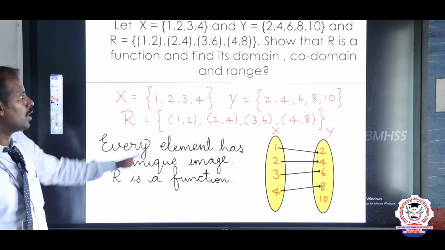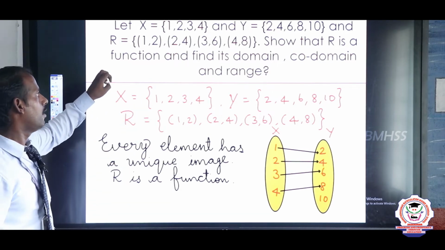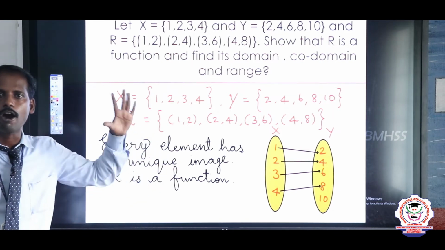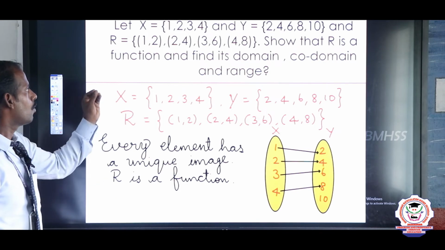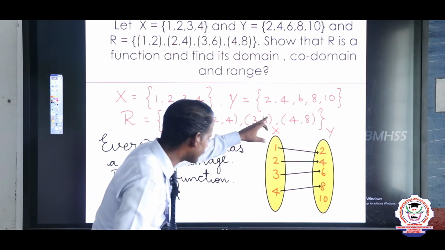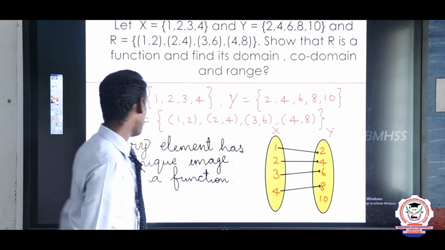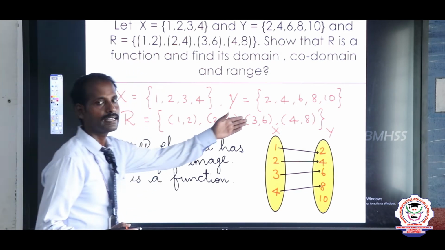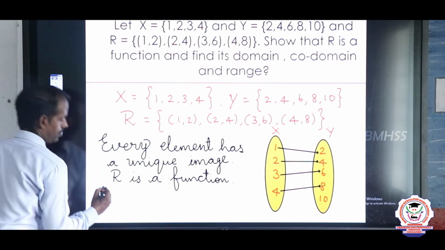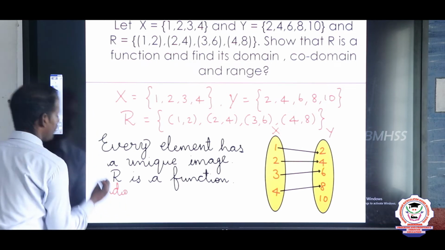So the first question is completed: R is a function. Here every element has one unique image. Therefore R is a function. Second, find its domain. What is the domain? The set X is the domain, the set Y is the codomain. So the elements of X are called the domain.